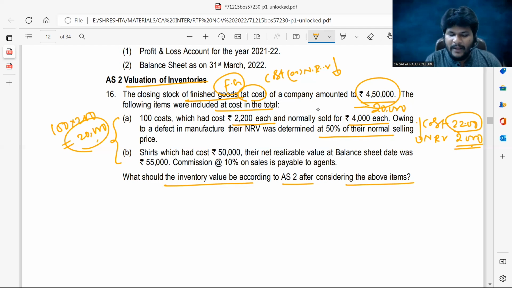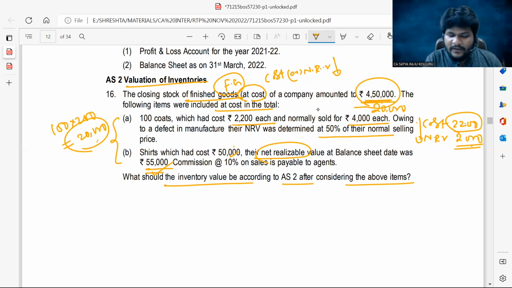Next, coming to point number B, shirts which had a cost of 50,000, their NRV at the balance sheet date was 55,000. NRV was directly given. They are giving NRV directly as 55,000, cost 50,000. Cost or NRV, whichever is lower, means they should report it at cost only, which was already at cost. That's why no need to make any further adjustment.